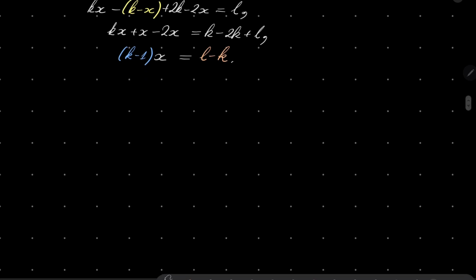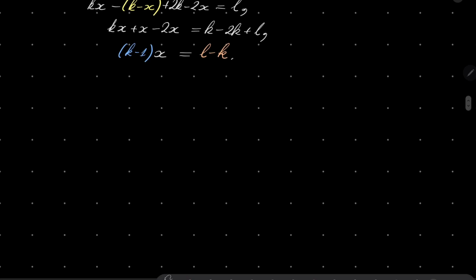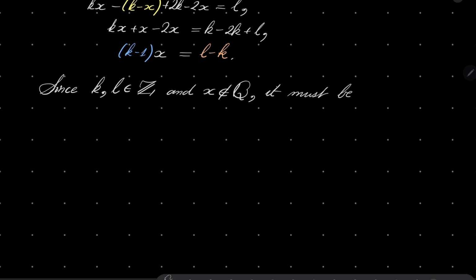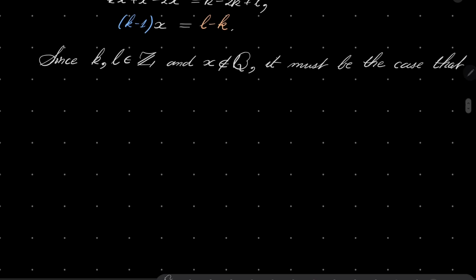Alright, but now remember that x is irrational, so the only possibility for this equation to be true in integers is that both sides must be equal to 0. Let's write it. Since k and L are integers and x is irrational, it must be the case that k minus 1 equals 0, so k equals 1, and k equals L.